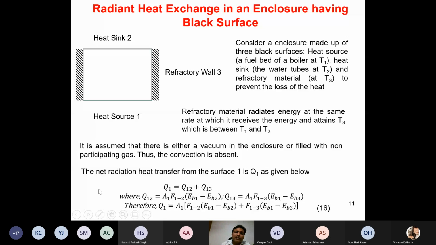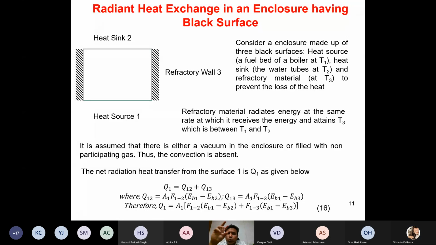Okay. So the net radiation heat transfer from surface 1 is given as Q1. Q1 is basically whatever heat is radiated from surface 1 that is intercepted by surface 2, and part of that is also intercepted by surface 3. So Q1 is nothing but Q12, the net radiation transferred to surface 2, and the radiation transferred to surface 3, which is given as Q13. So Q1 is given as Q12 plus Q13. Is it clear to everyone? Is it all right? Yes, sir, it's all right. Okay.